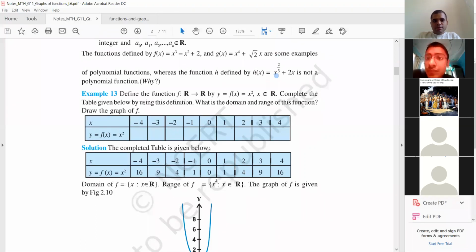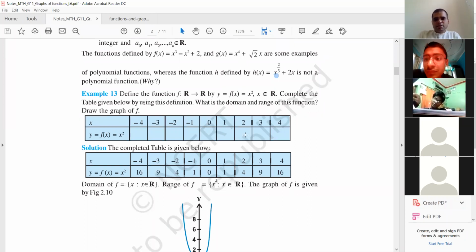Now an example is given. Define the function R to R, meaning domain is R and codomain is R. And the function given is f(x) is equal to x square. So complete the table below. Now you have to write the value of f(x). For minus 4, what will be the value of f(x)? 16. Yes, minus 3, 9. Simplify the square. 4, 4, 1, then 0. Then again the values are repeating. You see, for positive also the values are same, negative also the values are same.